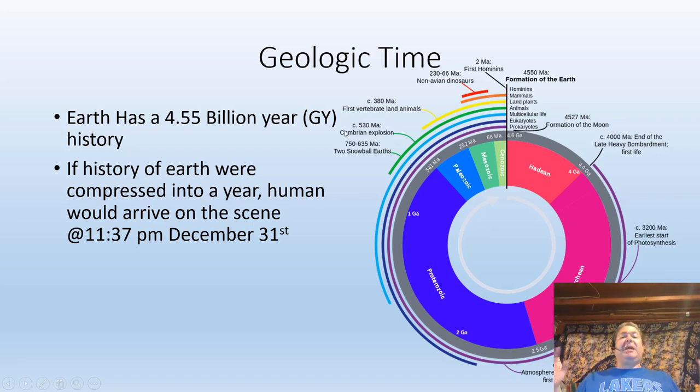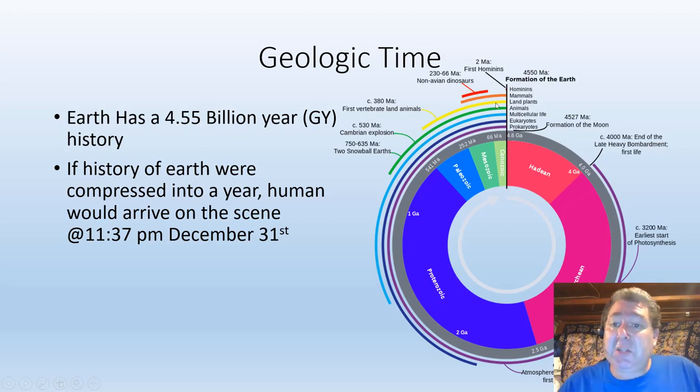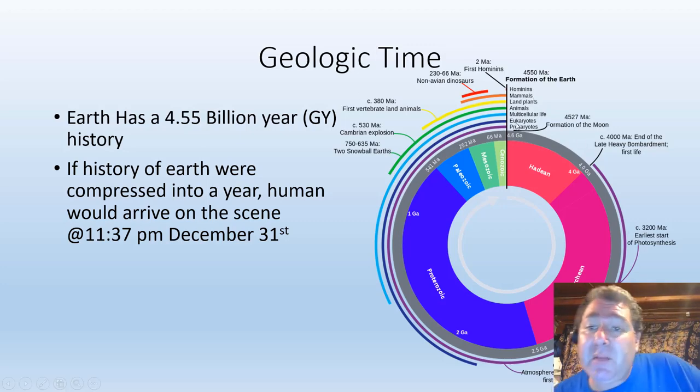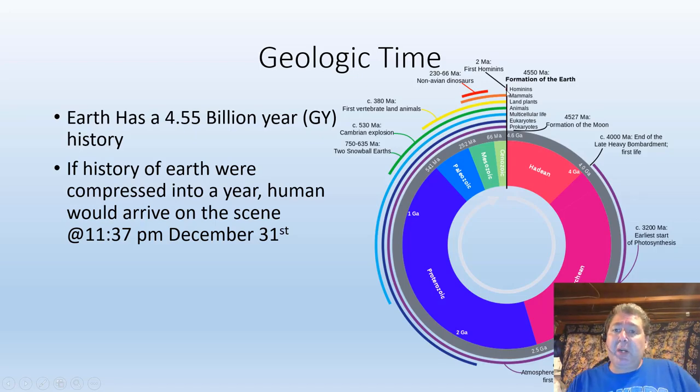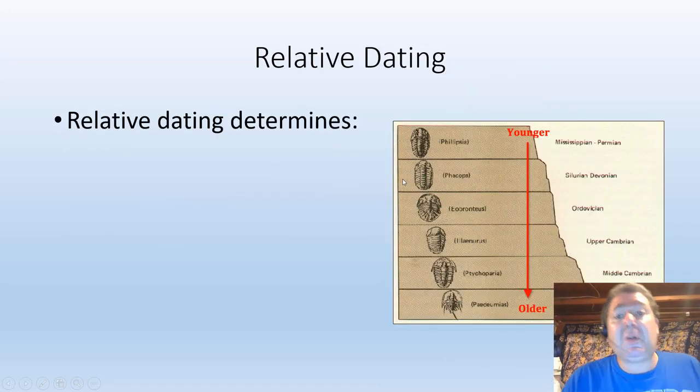If we compress the entire history of our planet into that time frame, humans would arrive on the scene at about 11:37 p.m. on December 31st, so about 23 minutes before midnight, right? That's compared to an entire year. And this little dot right here is the whole duration of our hominin ancestors. So we're talking a vast, vast amount of time, right?